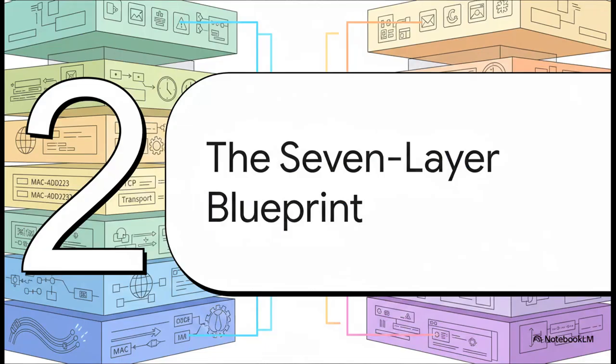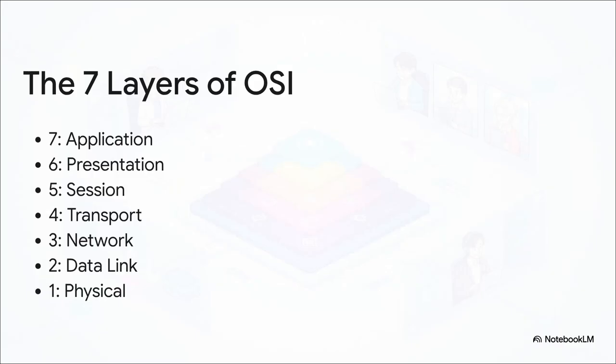So what does this blueprint actually look like? Well, the real genius of the OSI model is how it takes this incredibly complex process, sending data across the entire planet, and breaks it down into 7 separate, much easier to understand layers. And here they are. We've got layer 7 at the very top, that's the one closest to you, the user, all the way down to layer 1, which is the actual physical hardware. Now, to really get a feel for how data gets built and sent, we're going to start at the bottom and work our way up.